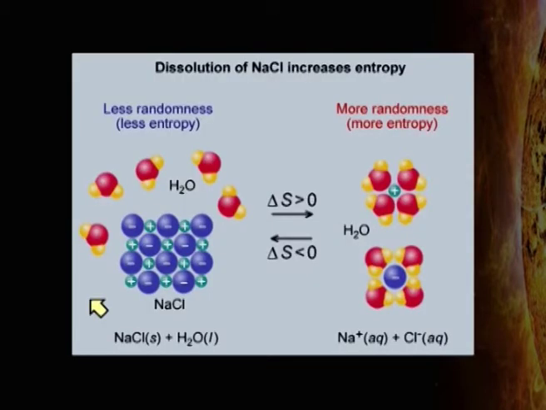Here you can see that in the crystal of sodium chloride, the cations and anions, Na+ and Cl-, are arranged in a perfectly ordered condition. But when this crystal of sodium chloride gets dissolved in water, then disorderliness increases, hence entropy increases.